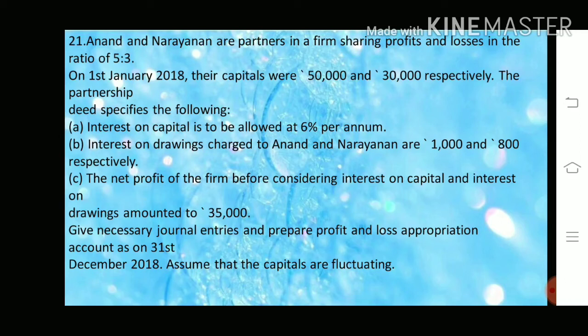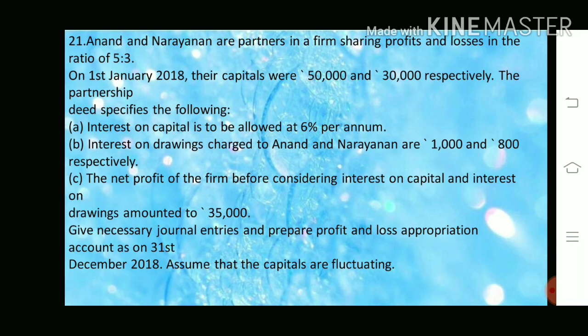So in these questions, which method? Fluctuating capital method. You have to do two steps. One is to prepare journal entries. After that, preparation of the profit and loss appropriation account. Okay, the first one, journal entries.